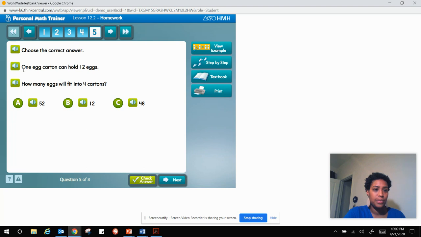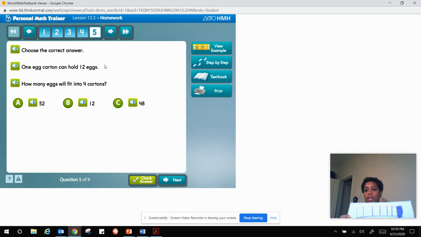So let's kind of look at this one. It says 1 egg carton can hold 12 eggs. So if it were me, I would get a pencil and paper and I would draw 1 egg carton so far. And then I would put that it can hold 12 eggs. Okay, 2, 4, 6, 8, 10, 12.